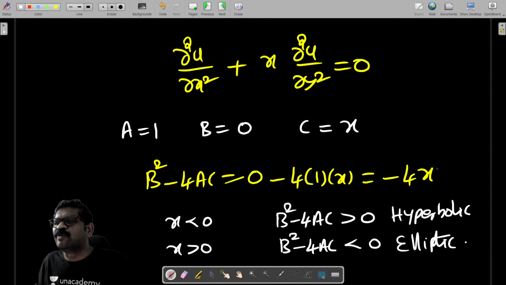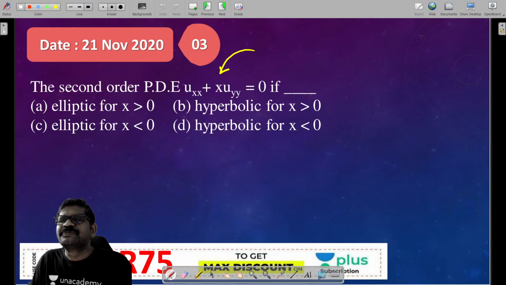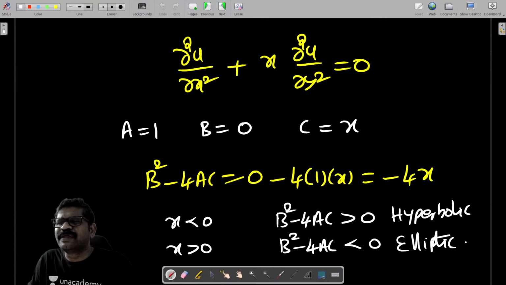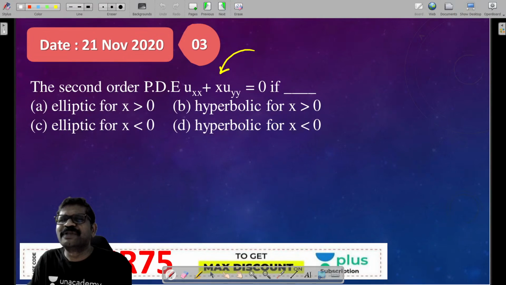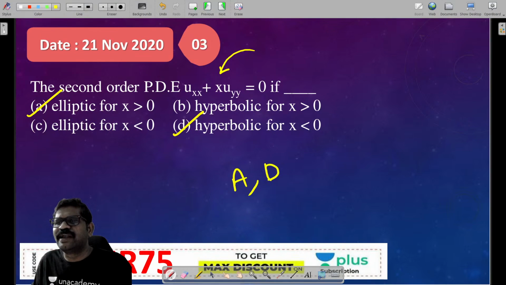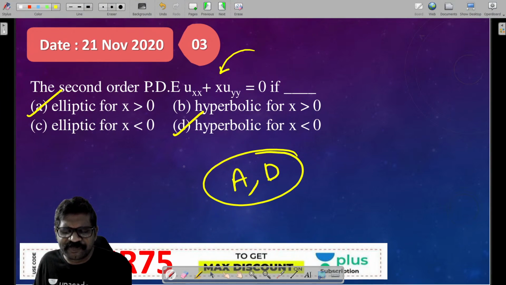Sir, suppose x equal to 0. If x is 0, then it is parabolic. Now come to the options. Observe, x less than 0 hyperbolic. So x greater than 0 means elliptic. First option is correct. X less than 0 hyperbolic, last option is correct. Therefore, first and last are correct in this problem. A and D are found correct.